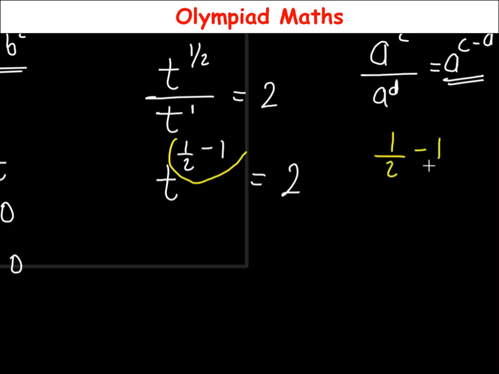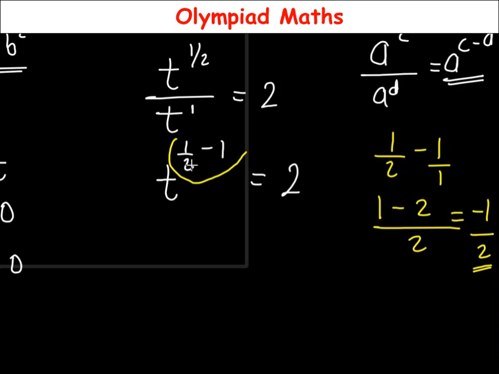Now 1 can be written as 1 over 1, such that we now have to look for the LCM of 2 and 1. Now the LCM of 2 and 1 is 2. So 2 divided by 2, you have 1. 1 times 1 is 1. Then minus, 2 divided by 1, you have 2. 2 times 1 is 2. This equals 1 minus 2, which is minus 1 over 2.